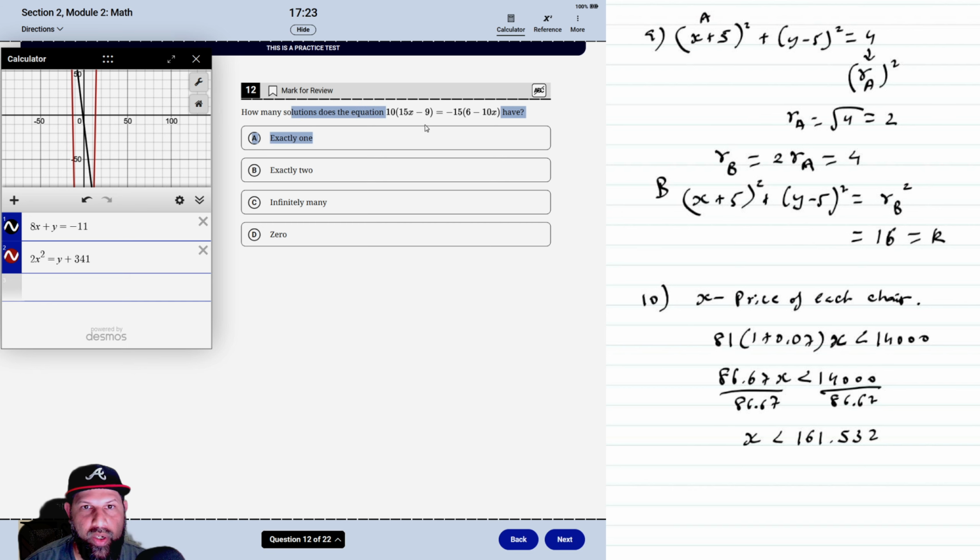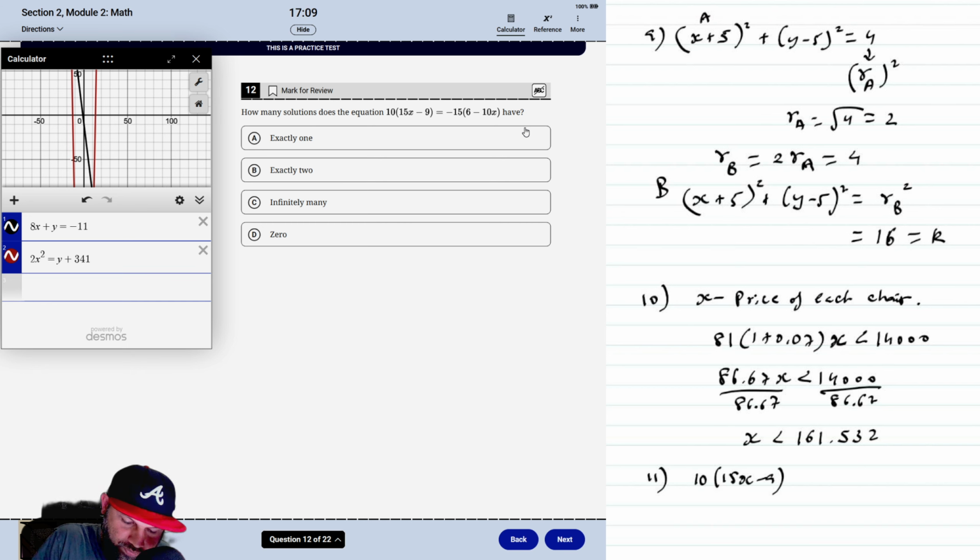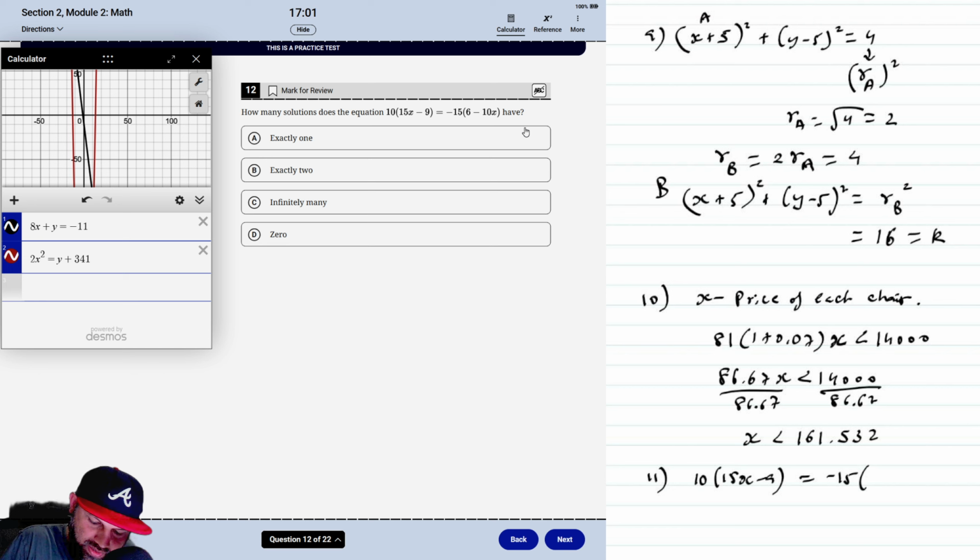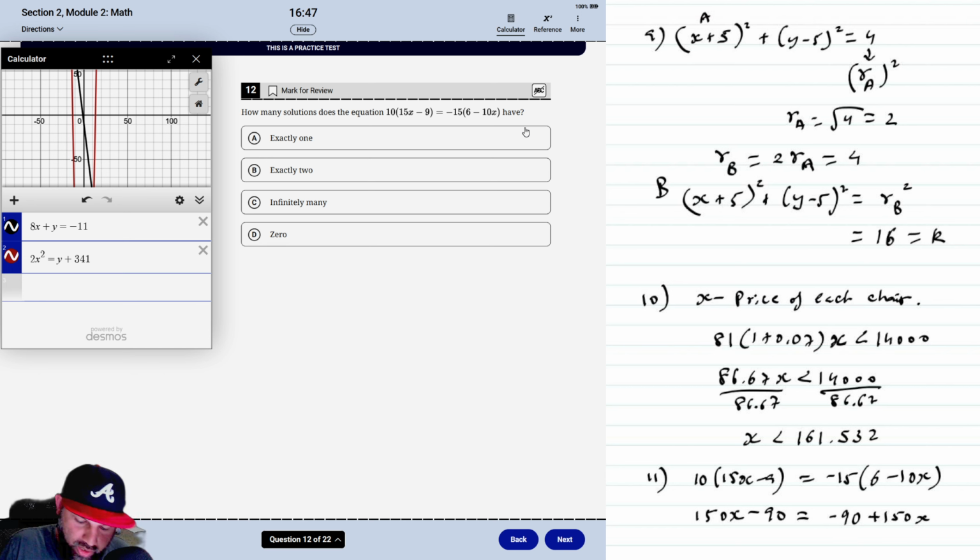How many solutions does the equation have? Okay, so here we're just going to expand this equation. So we'll have 10 times 15x minus 9 equals negative 15 times, not negative, 6 minus 10x. So when we expand this, we get 150x minus 90 is going to be equal to negative 90 plus 150x. Both sides of the equation are the same.